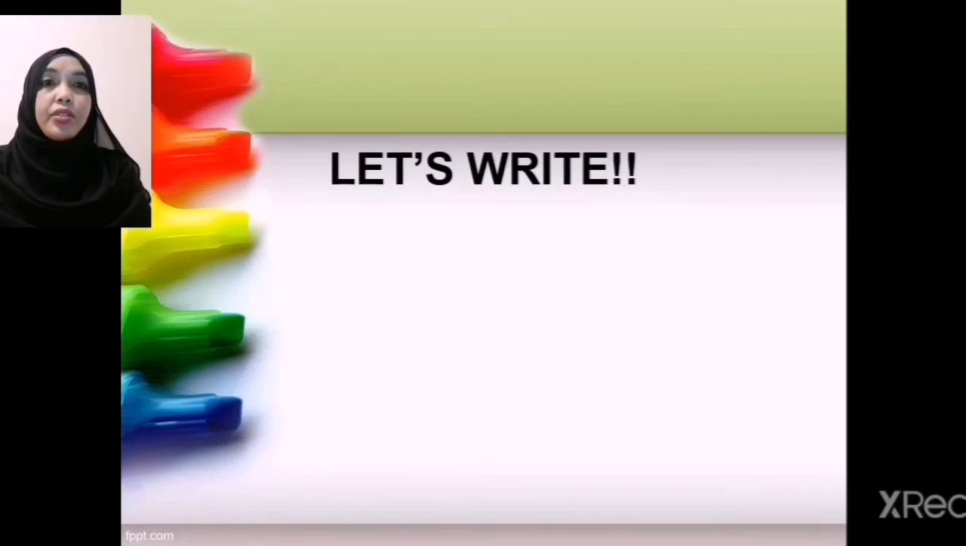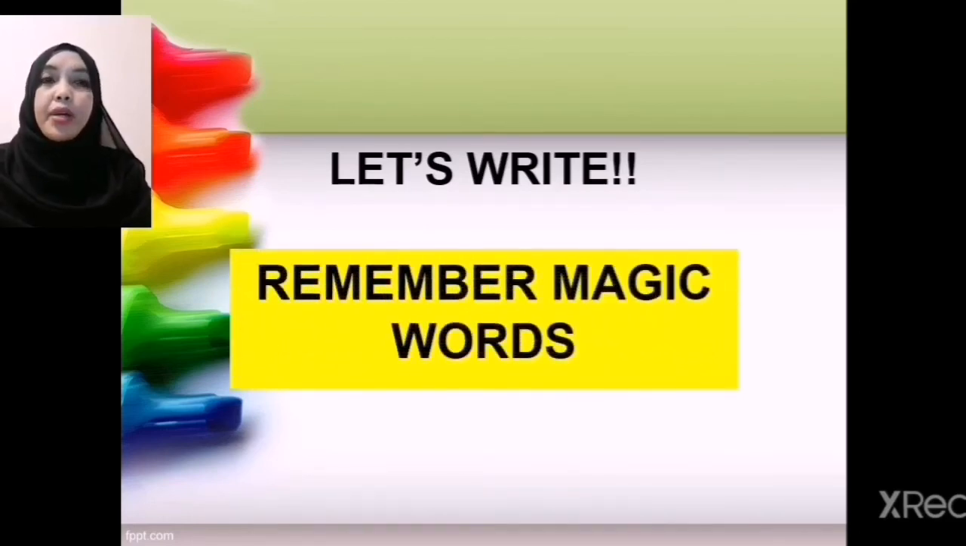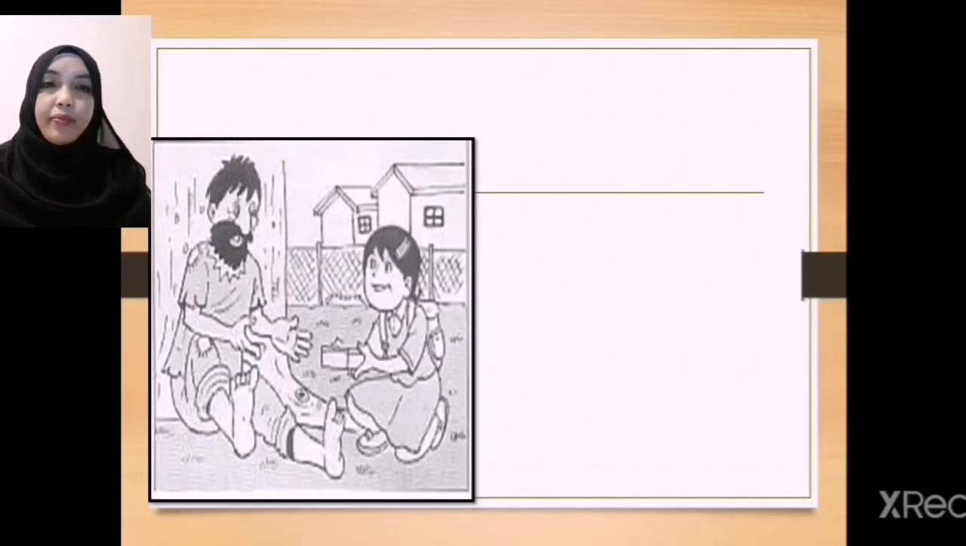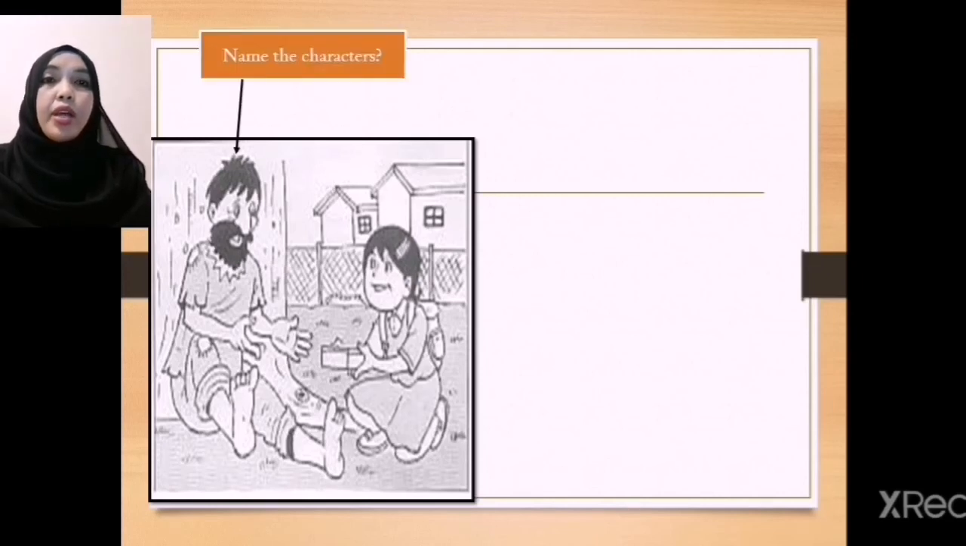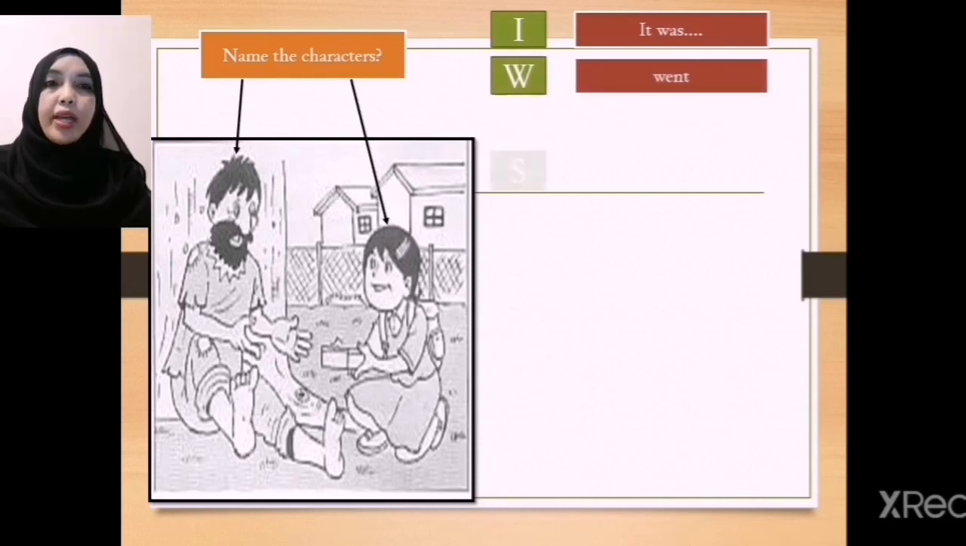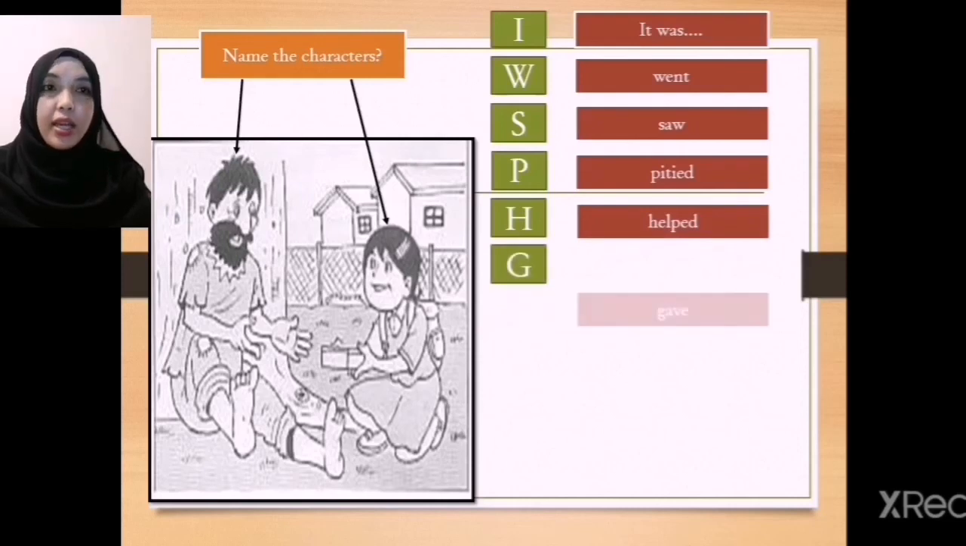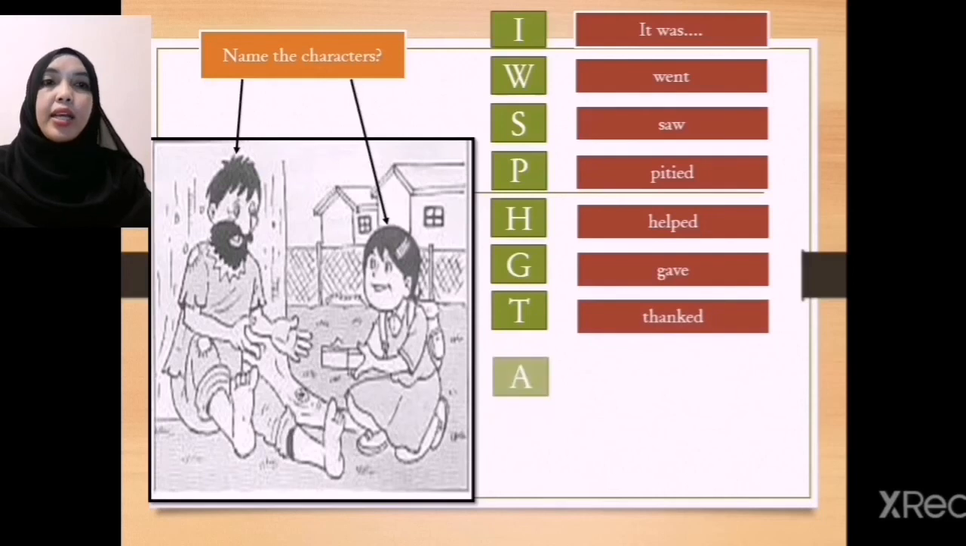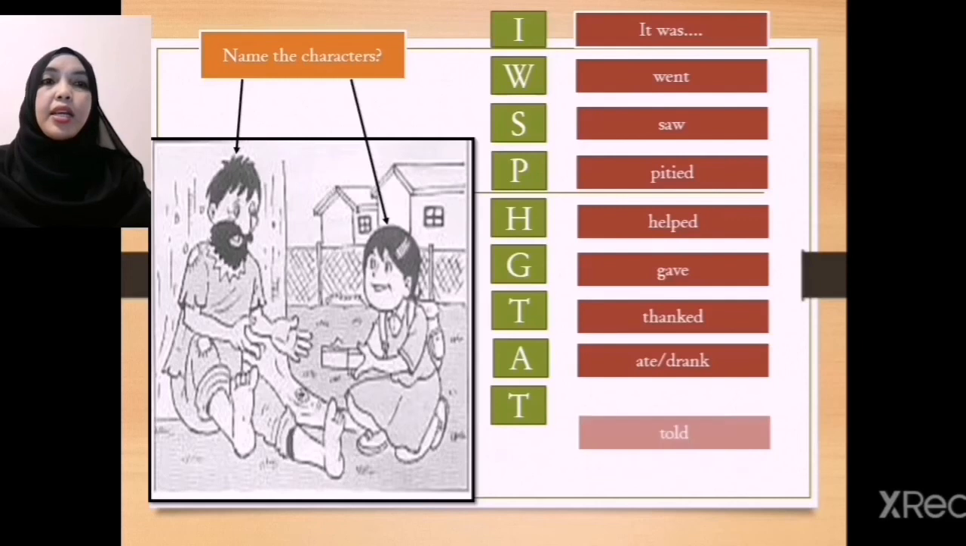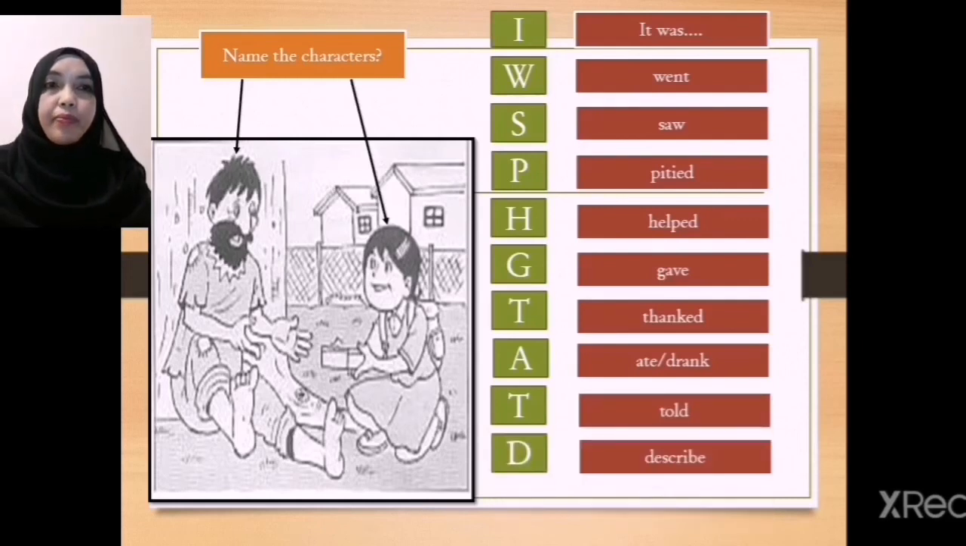So now it's your turn to write. Let's write. Remember the magic words. So this is a picture. First of all, we have to name the characters. Who is that man? Who is that girl? Remember the magic words. I, it was. W, went. S, saw. P, pitied. H, helped. G, gave. T, thank. A, ate or drank. T, told. And D, described. Remember which formula, which magic words you can use to write the sentences. Remember the structure from what we learned in the previous slides.